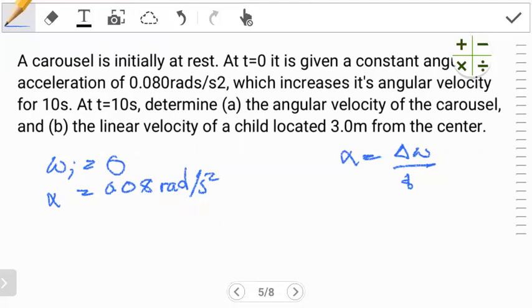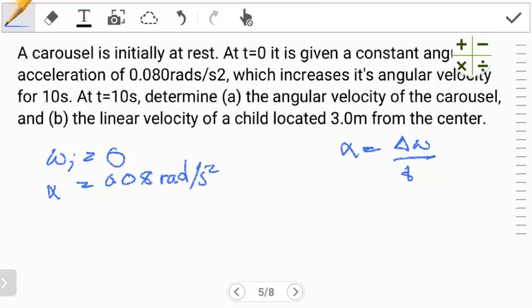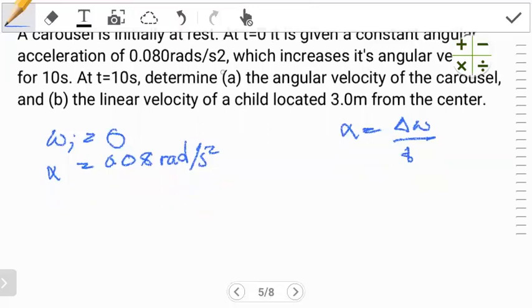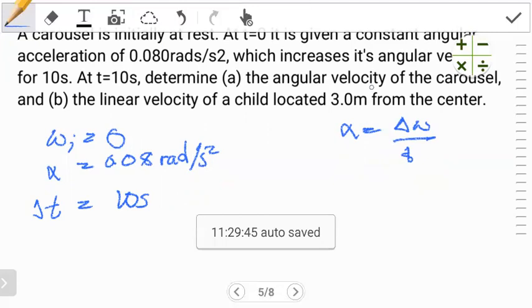Okay. Now the next part, which increases its angular velocity for 10 seconds. So time changes from 0 to 10, so the change in t here is 10 seconds. Now they want us to determine, at this particular time, the angular velocity and then the linear velocity of a child located 3 meters away. Let's start with the first one, the angular velocity.